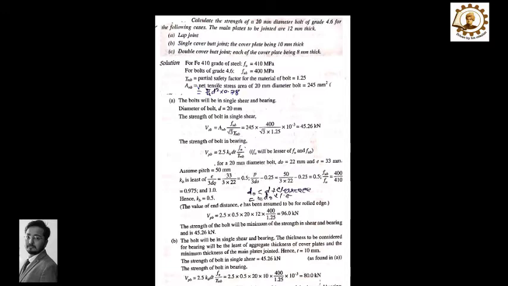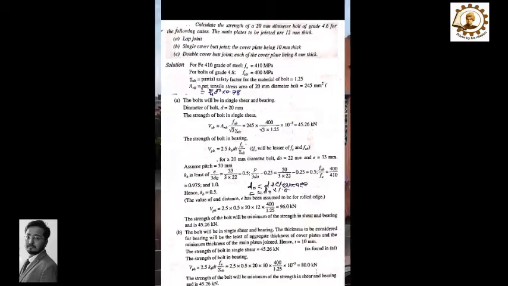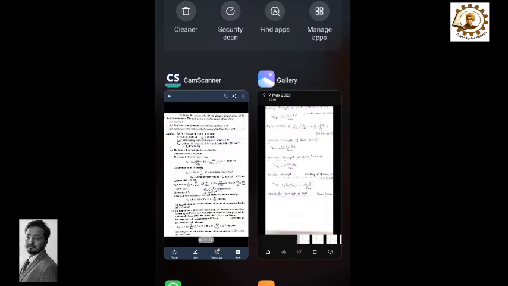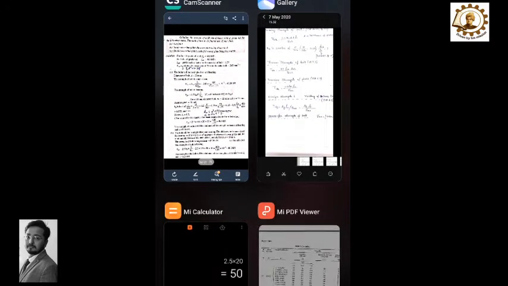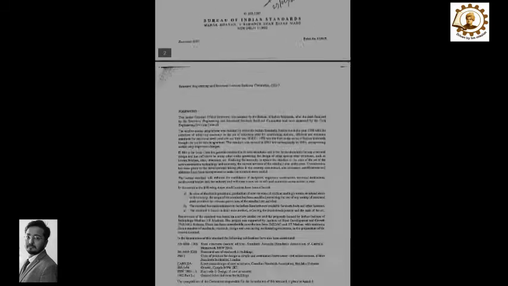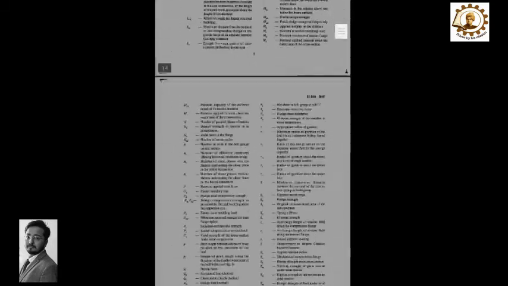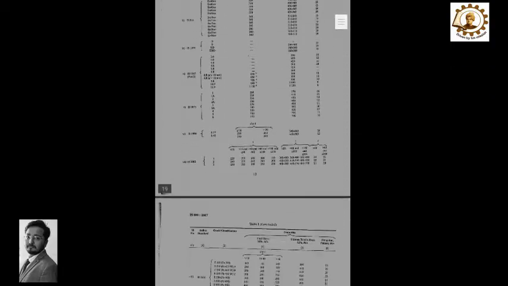So for Fe410 steel and for the 4.6 grade bolt, we have to find out the ultimate tensile strength, that is Fu and Fub, from Table number 1. Let's go to Table number 1 of IS 800:2007, page number 13. Look, grade 4.6, Table number 1. Look, 3.6, then 4.6.